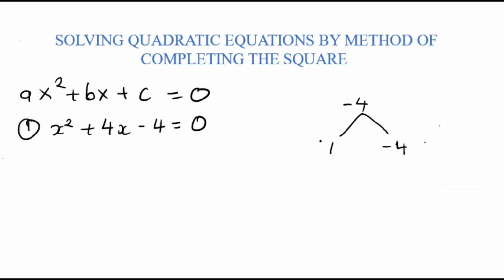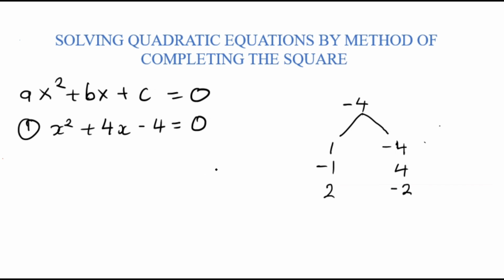It is not equal to 4, so it can't be 1, negative 4. We also have minus 1, 4. Minus 1 times 4 gives us negative 4, but minus 1 plus 4 gives us positive 3, which is still not equal to 4, so we can't use these. Now, the last we could use is 2, negative 2. 2 times negative 2 gives us minus 4. However, 2 plus negative 2 is 0, which is not equal to 4, and hence we need to introduce the method of completing the square.